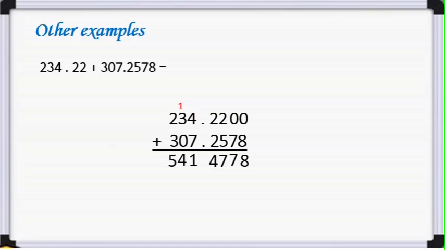So now let us move to our last step. We need to put the decimal point directly aligned with the other decimal points of our addends. So, when you add 234 and 22 hundredths plus 307 and 2,578 10,000ths, the sum is 541 and 4,778 10,000ths.